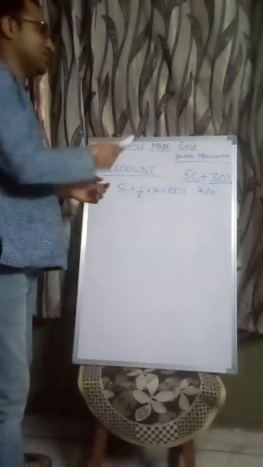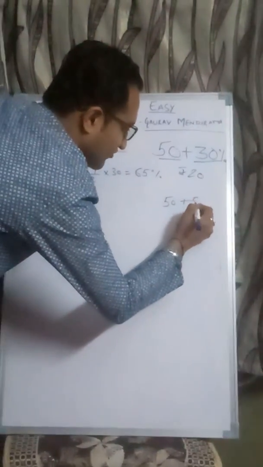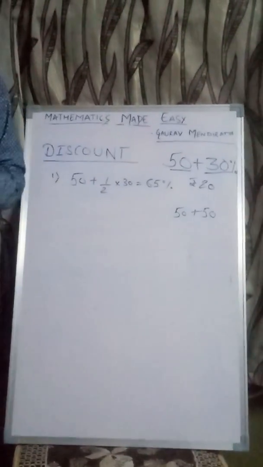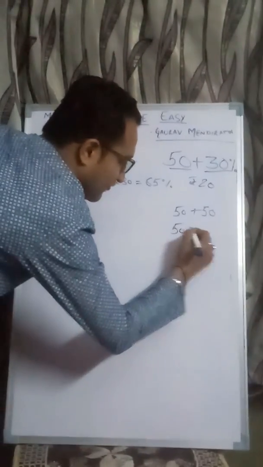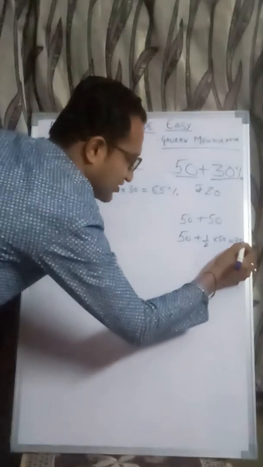So next time when you visit the store and see something written as 50 plus 50 off, that, friends, doesn't mean it's 100% off and they'll give it free to you. Okay, this means that the overall discount would be 50 plus half of 50, that is 75%.